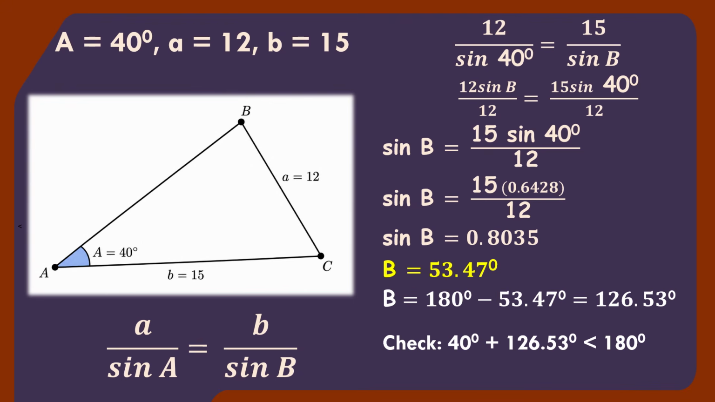If we check, 40 degrees is the value for angle A, and then 126.53. If we add 40 degrees plus 126.53, the answer is 166.53. 166.53 is less than 180 degrees. If that is the case, that is two triangles. So the earlier one, that was one triangle. This time, if the sum of the given two angles is less than 180 degrees, that is two triangles.